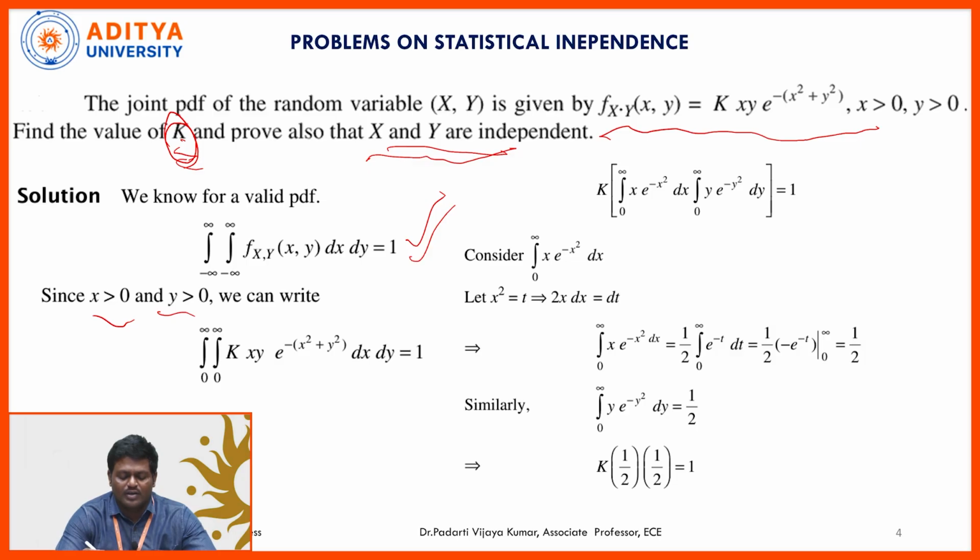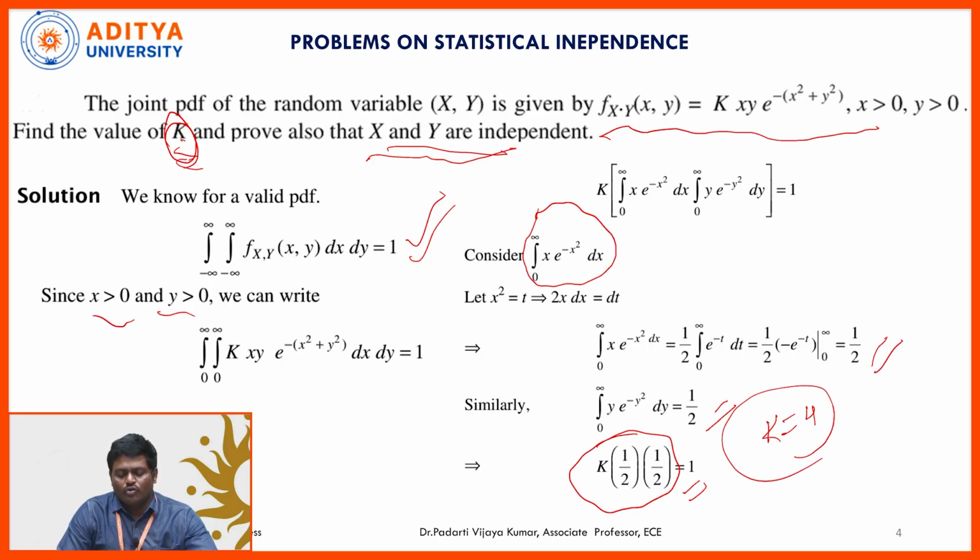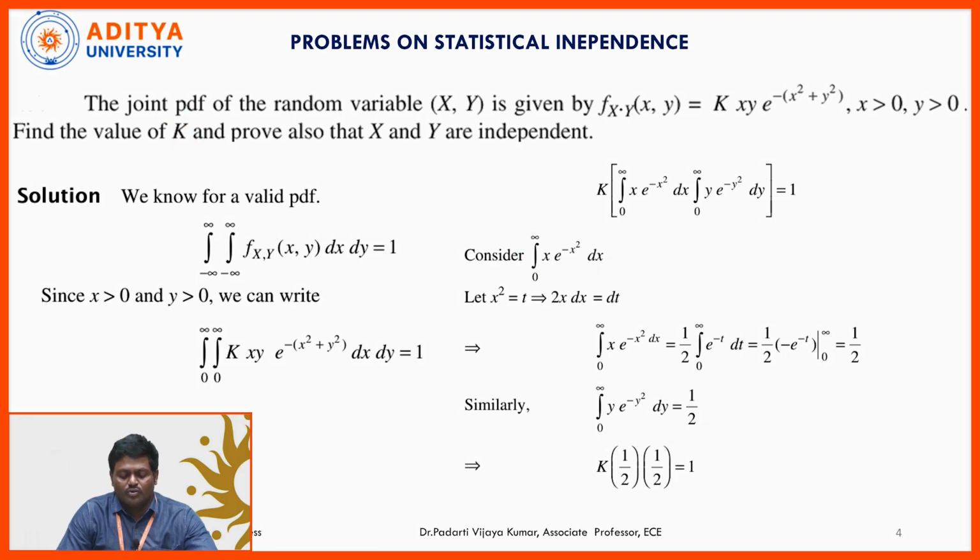We integrate k xy e power minus (x square plus y square) dx dy. First we will look at the partial integral, x into e power minus x square dx. Assume x square is equal to t, so 2x dx is equal to dt. Then we get 1 by 2 e power minus t dt, and this value is 1 by 2. In a similar manner, since both are symmetrical, we will get 1 by 2. So k into 1 by 2 into 1 by 2 is equal to 1, because the area under this density function is unity. From this, we get k equal to 4. The unknown constant k is 4.